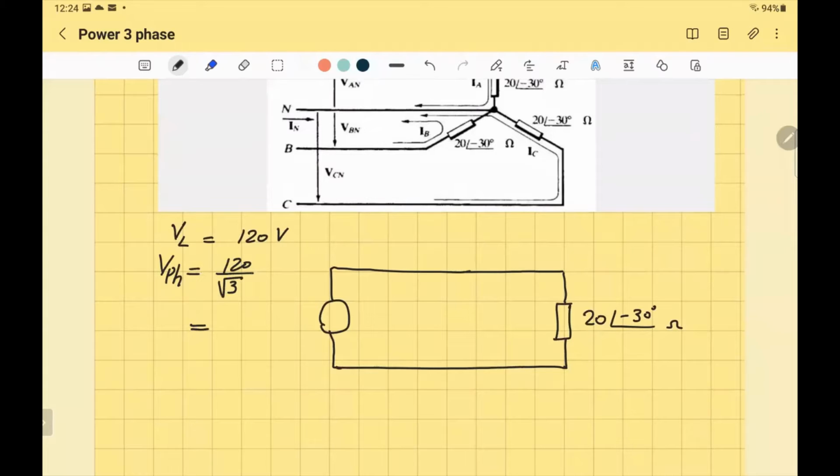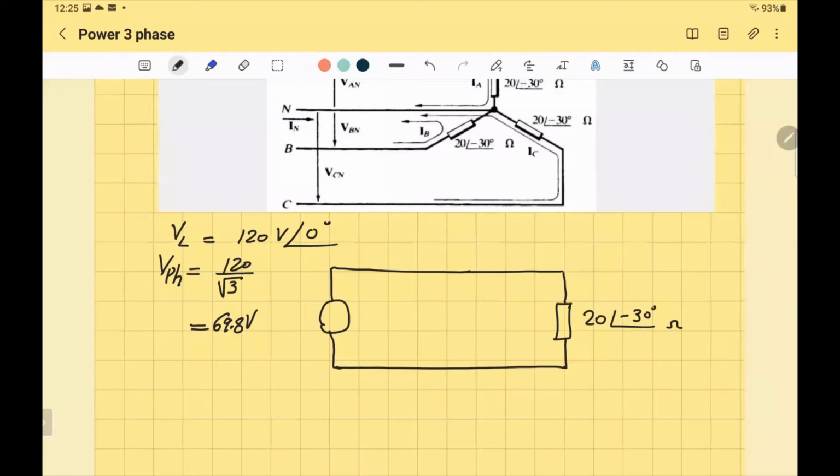That will give us 69.28 volts. Now set the angle. If you assume that the line voltage is at angle 0, and that's always the case, the first line to line will be at angle 0, then negative 120, negative 240, and so on. So you should know the relationship between line voltage and phase voltage for the angle.